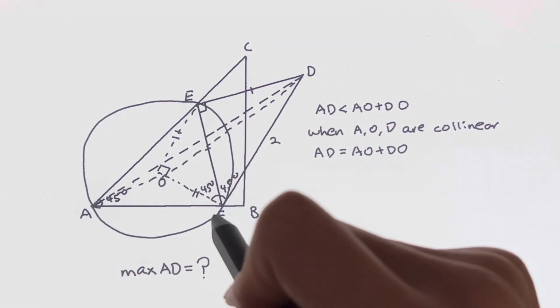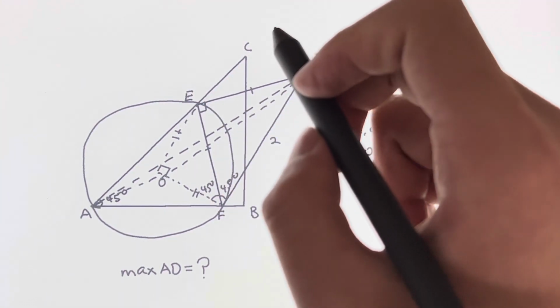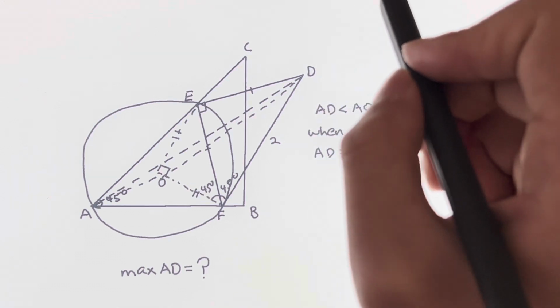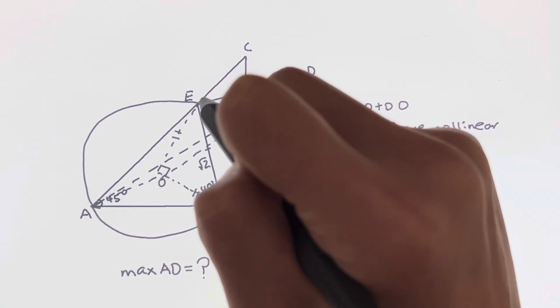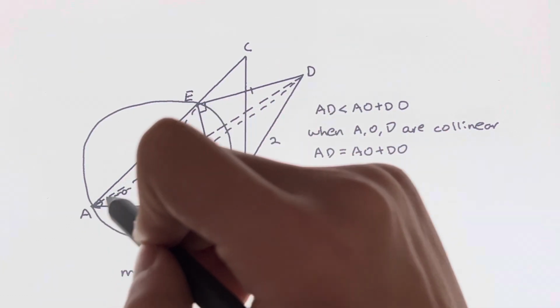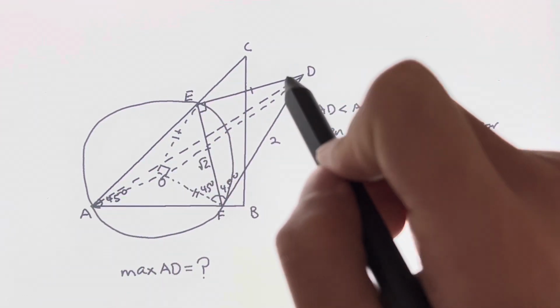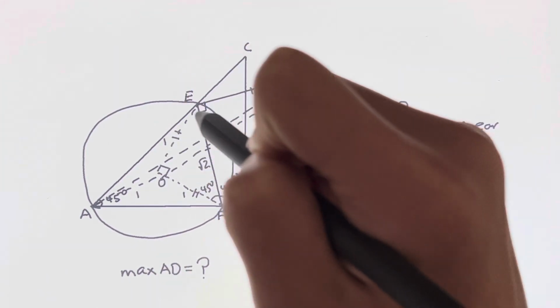Since DF equals 2, we have EF equals ED equals 2 over root 2 by isosceles right triangle ratios. So EF equals root 2. Since EOF is also an isosceles right triangle, we have OF equals EO equals AO equals root 2 over root 2, which is 1. So AO equals 1.